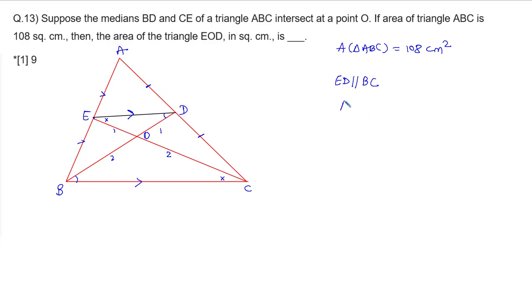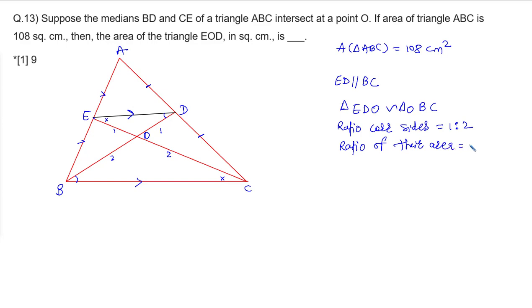So over here you can say that triangle EDO is similar to triangle OBC, and the ratio of corresponding sides is equal to 1:2. So the ratio of their area is going to be how much? The ratio of their area is equal to 1 square is to 2 square, that is 1:4.